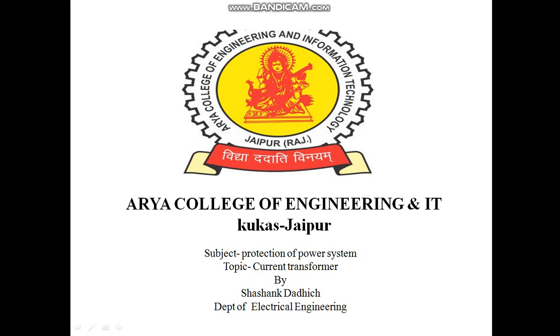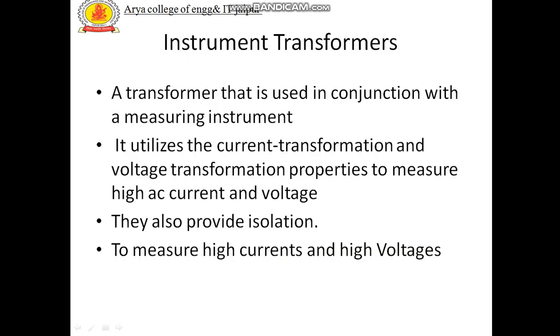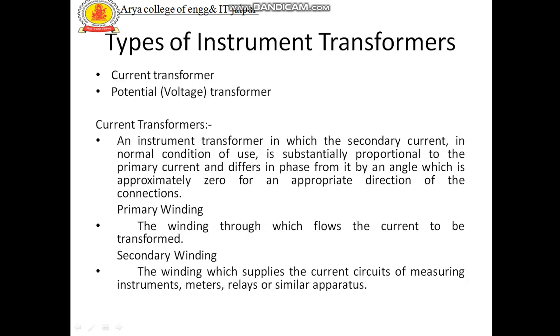We are going to discuss the current transformer and errors in current transformers. Firstly, the instrument transformers. A transformer that is used in conjunction with a measuring instrument. It utilizes the current transformation and voltage transformation properties to measure high AC current and voltage. They also provide isolation to measure high current and high voltage.